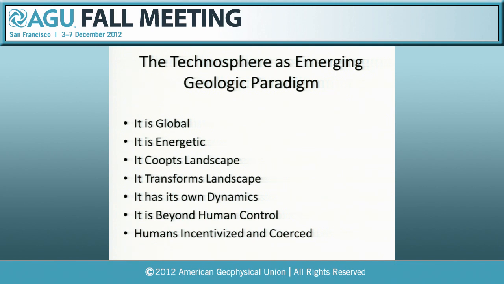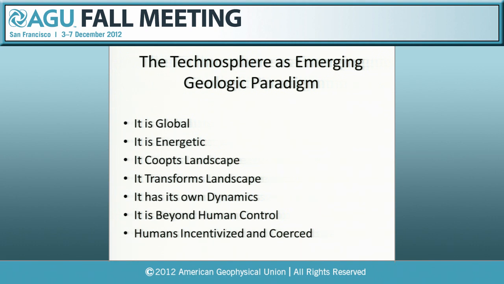It's global. It's energetic. It uses energy at 10 or 20% of the rate of the biosphere. It co-opts landscape into its own form and function, like the biosphere does. It transforms landscape. It changes landscape as it performs its function, a little bit like the hydrosphere. And it's very large. It's complex.